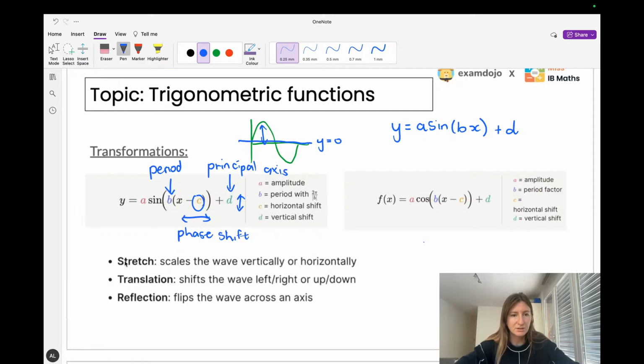All right, so these are just different transformations we can have. Stretching, so A is going to be the stretch, depending on what number A is. It could stretch it vertically or out like that. Translations, that's our C and D, up, down, left, right. And then we also have reflection. If this is negative, we're going to fold the graph over. And it's exactly the same for cos, just with cos instead.